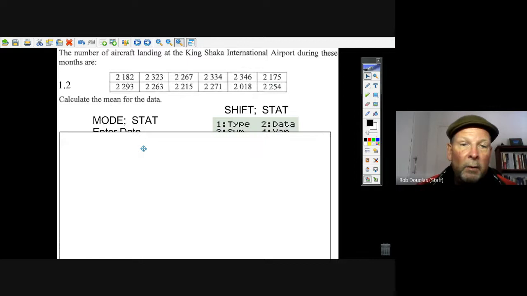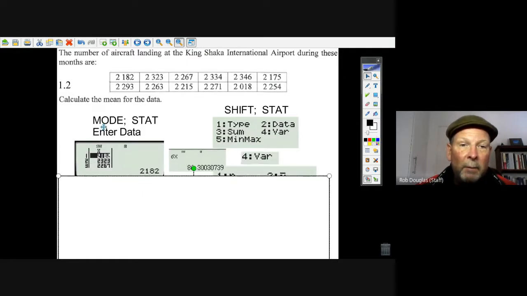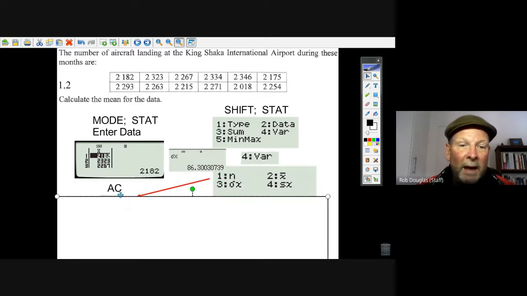You hit mode stat, and then a bar will come up here with an X, and sometimes you have a Y here. You should set up your calculator. There'll just be ones here. You can ignore it. But all you do is you go 2182, press equals, and then it just goes into the list. And then put all the numbers in and press equals. And at the very end, press AC. Now all your data is entered.